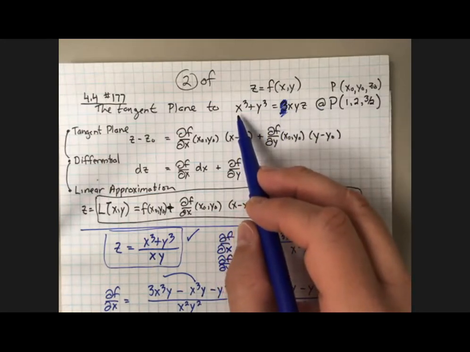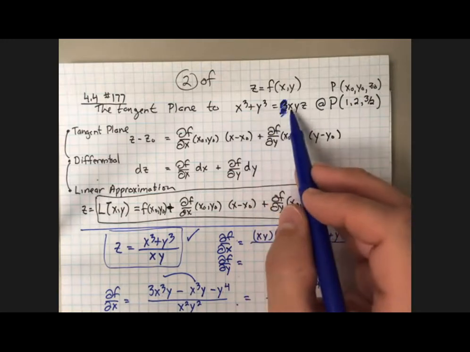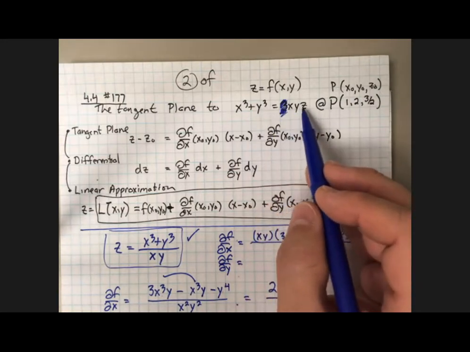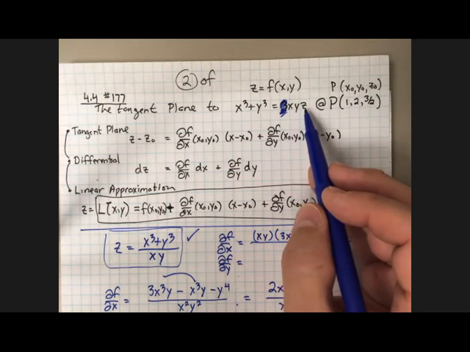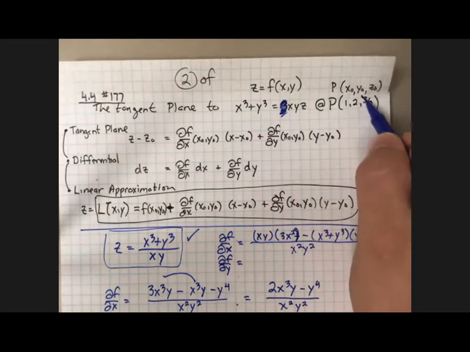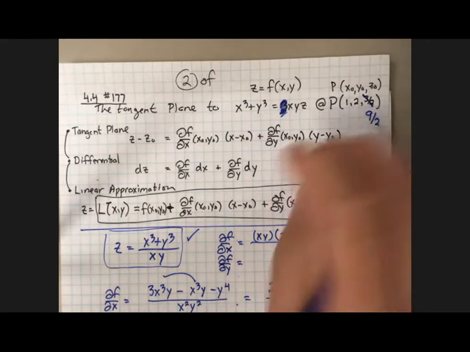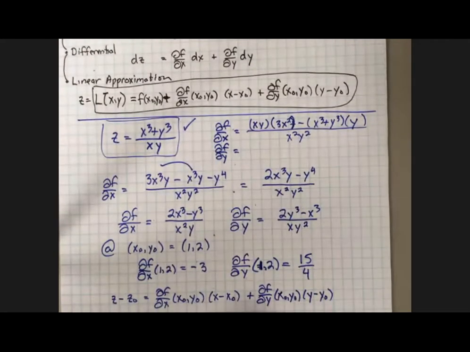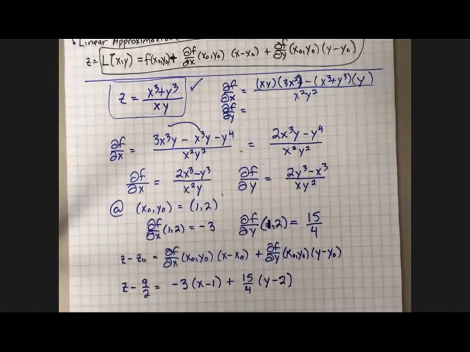What I get is 1 + 8 = 9. 1 × 2 = 2. 2z is 9. If 2z is 9, then z is 9/2. So if I alter the problem, I have to alter all aspects of the problem. So I'll do z minus 9/2 is equal to -3 times x minus 1 plus 15/4 times y minus 2. I mean, we are going to have to do a mock-up of this to see if it actually works, right? So this is a tangent plane.